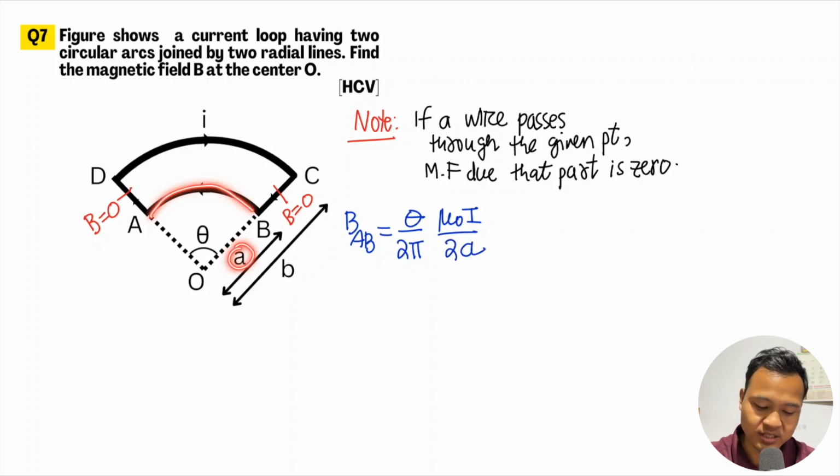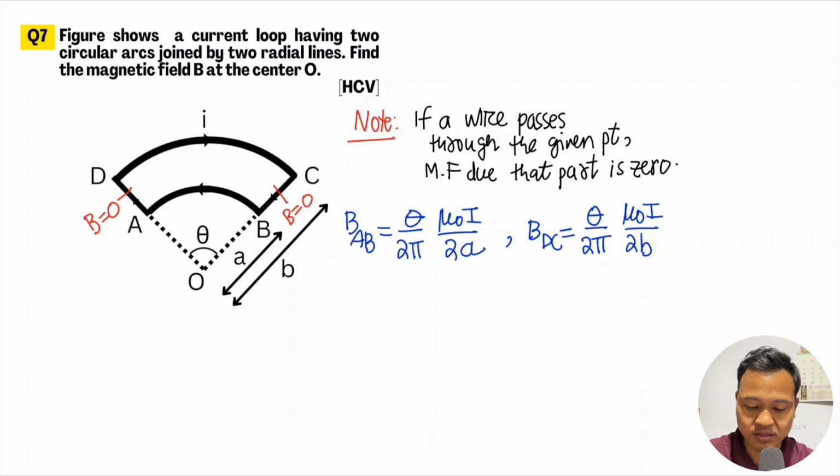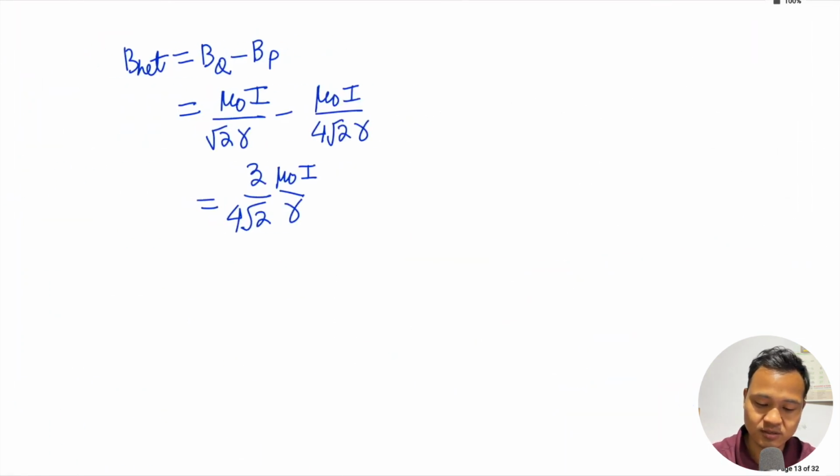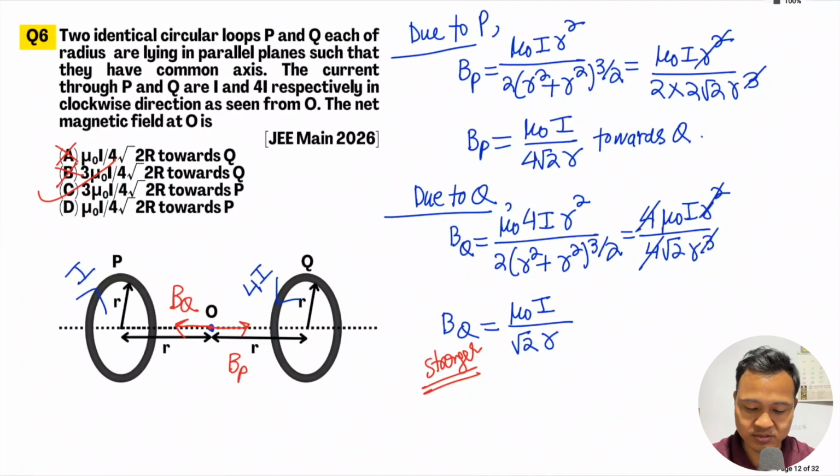The radius here is A, and the other radius is B. And what is the magnetic field due to CD? Due to DC, it is theta divided by 2 pi into mu naught I by 2B. And one more thing, the direction of magnetic field due to a circular loop. Let me explain that, I'll just go back here.